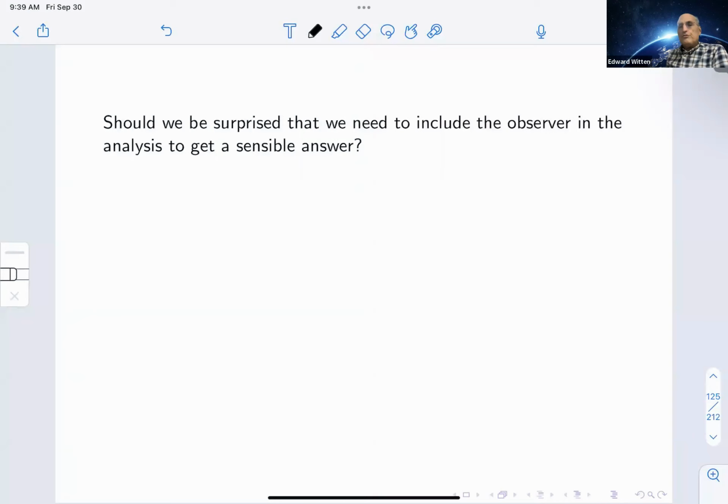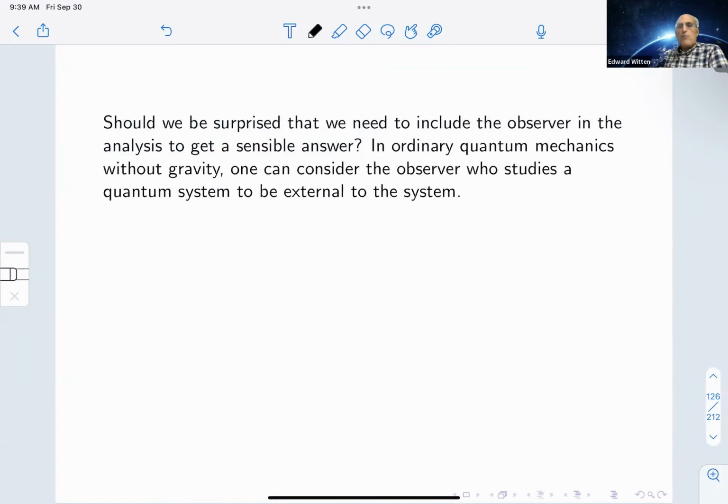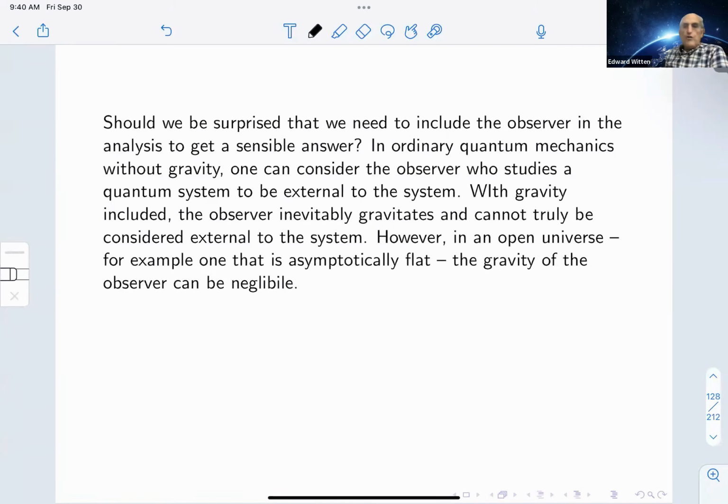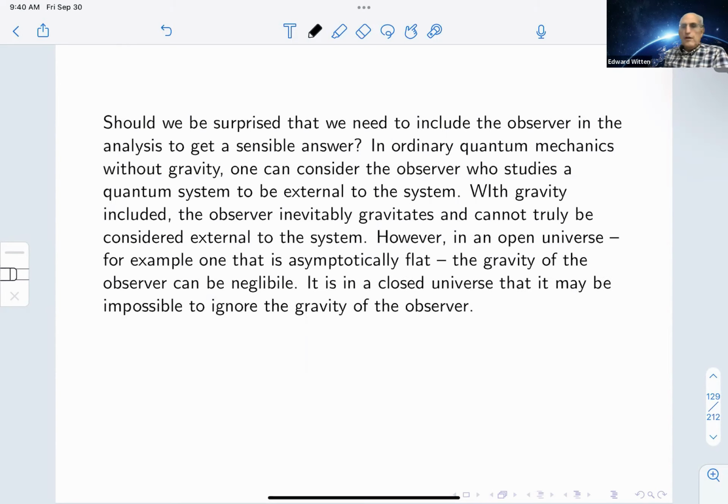Should we be surprised that we need to include an observer to get a sensible answer? I think you can argue that the answer is no. In ordinary quantum mechanics without gravity, you can consider the observer who studies the quantum system to be external to the system. With gravity included, the observer inevitably gravitates, and cannot truly be considered external to the system. Once you include gravity, either classically or quantum mechanically, anything in the world is part of the system. However, in an open universe, that means with non-compact spatial sections, for example, in an asymptotically flat universe, the gravity of the observer can be negligible. It's in a closed universe that it may be impossible to ignore the gravity of the observer.